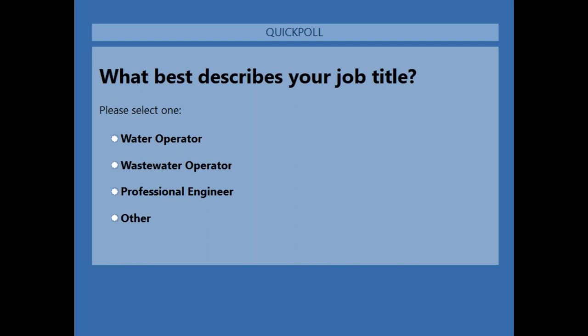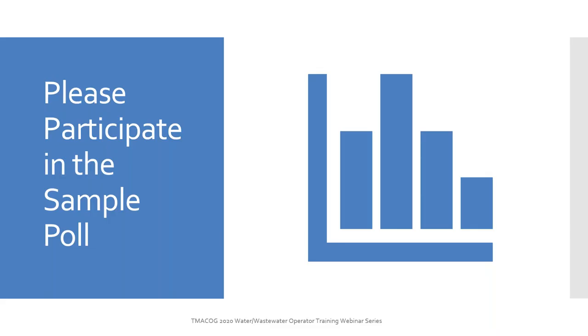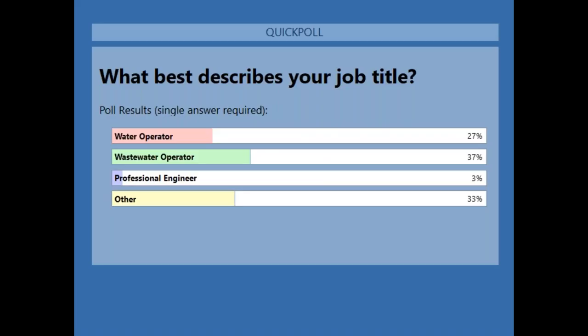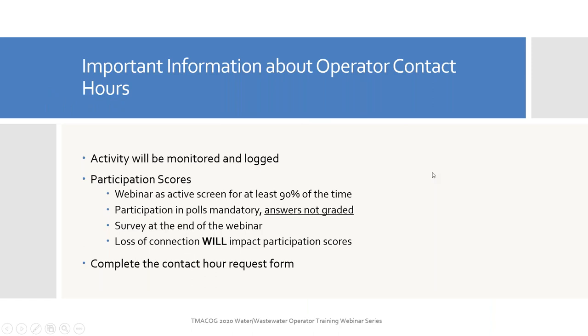We are using these polls to help track attendance and participation in this webinar. For those of you who are registered wastewater or water operators, you'll know that Ohio EPA does require some additional verification of your attendance. So this is how we are verifying your attendance. Okay, can we close that poll out? It looks like we've got quite a few wastewater and water operators on the webinar today. So thank you all for joining us. All right, with that, we can go ahead and move forward.